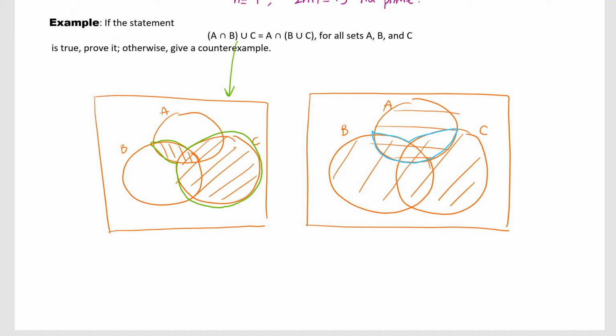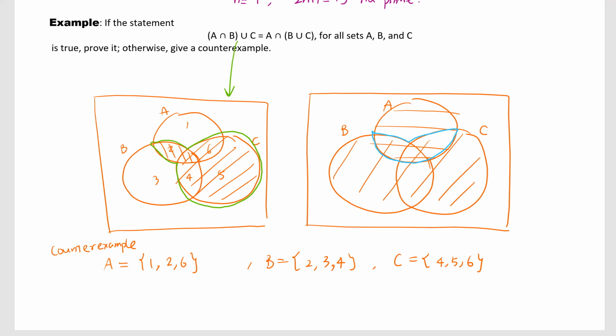We can put the elements 1, 2, 3, 4, 5, 6 here, something like that. So here is the counterexample. A is 1, 2, 6. B is this circle, which is 2, 3, 4. And C is 4, 5, 6.